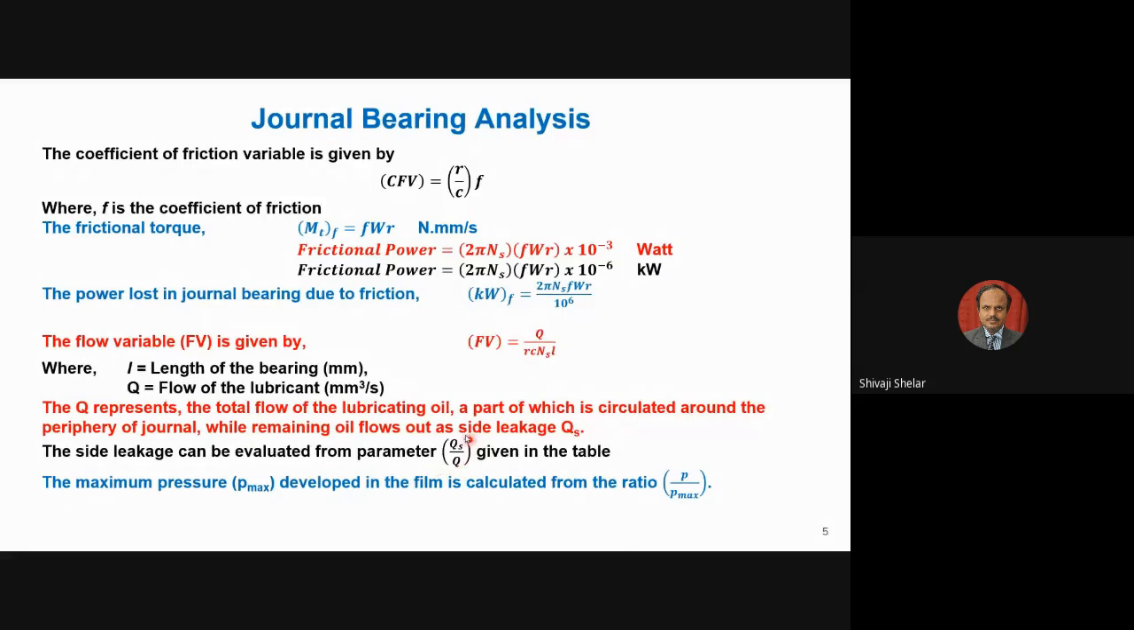Again, this is a dimensionless number. This dimensionless number is also given in the table. I am showing a table there for understanding. First, learn one by one. Another parameter is called maximum pressure. The maximum pressure normally happens around the minimum film thickness. It is not exactly at the minimum film thickness, I am telling. It is around the minimum film thickness.